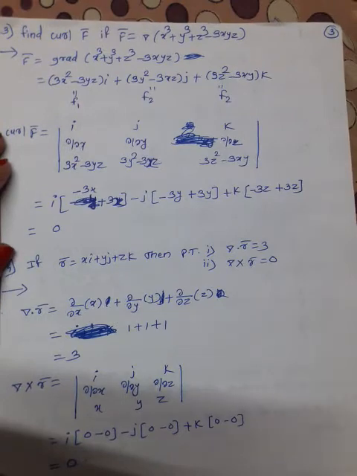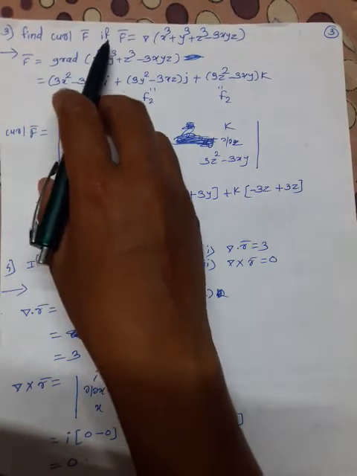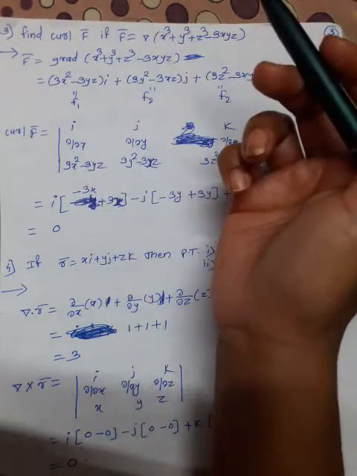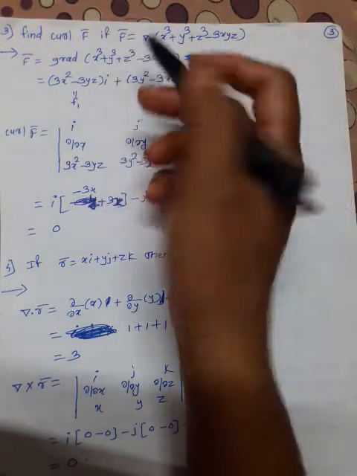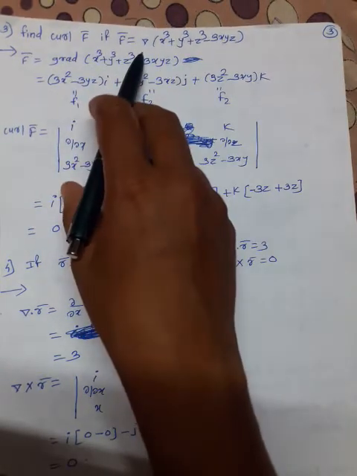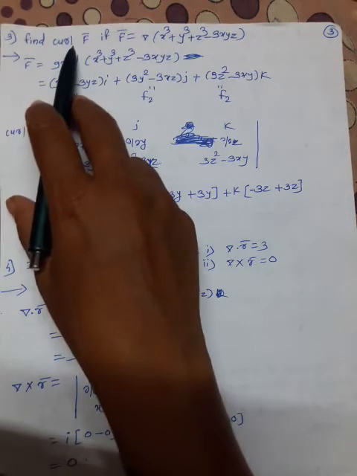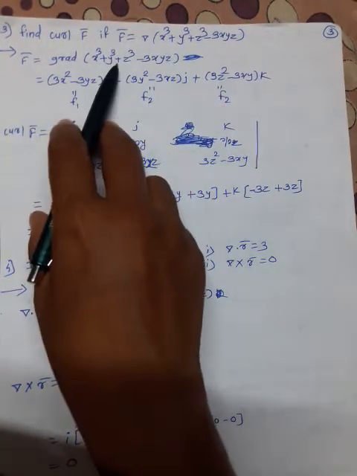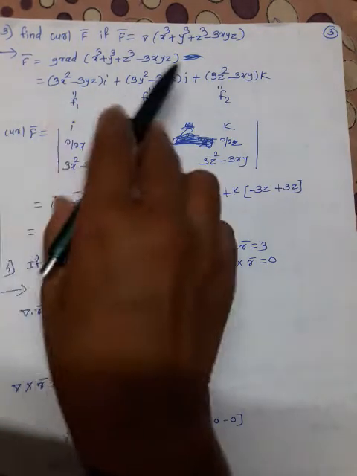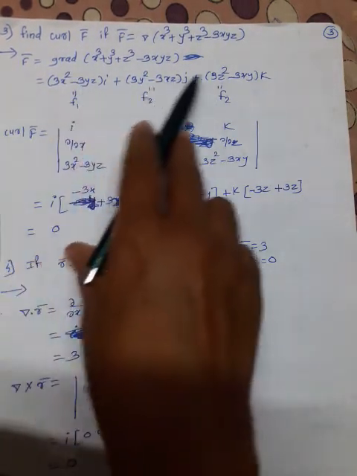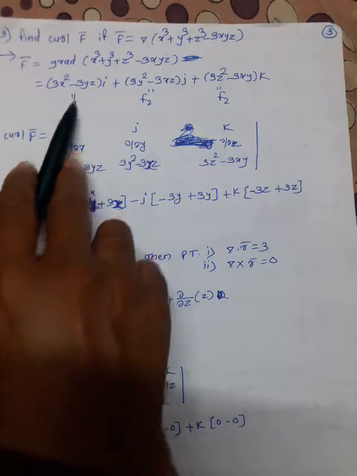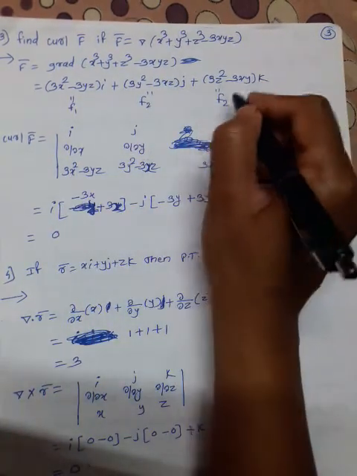Let us see next. Find the curl of f bar where f bar is the gradient of this phi. In the earlier question we had the same function, but we had to find the divergence of f bar. In this question we have to find the curl of f bar. First we have to find the grad of phi, which we already solved in the earlier example, so we directly write it down. This is f bar, the gradient of this function. Call these f1, f2, f3.